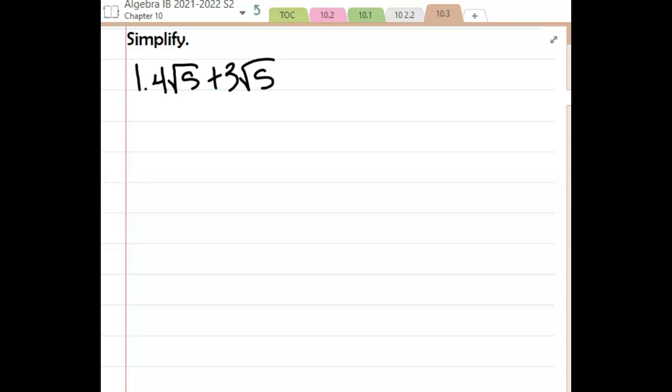Now guys, remember this is just like taking 4x plus 3x. When you take 4x plus 3x, it's 7x. The x doesn't change, right? You just took 4x's and 3x's, you put them in the same place. It's the same thing here. You have 4 square roots of 5, and then you have 3 square roots of 5. You take those 2 piles of square roots of 5, you put them in the same place, and you just have 7 square roots of 5.